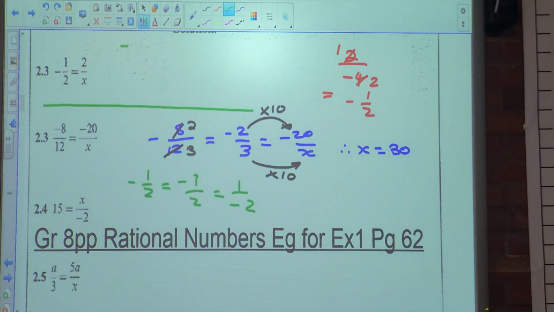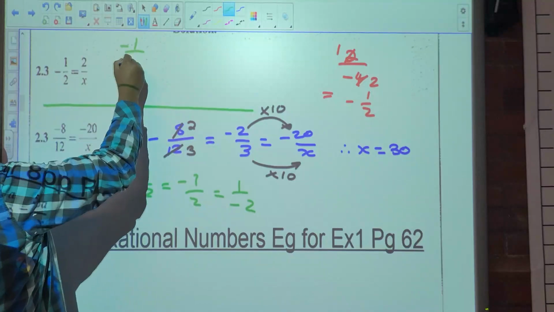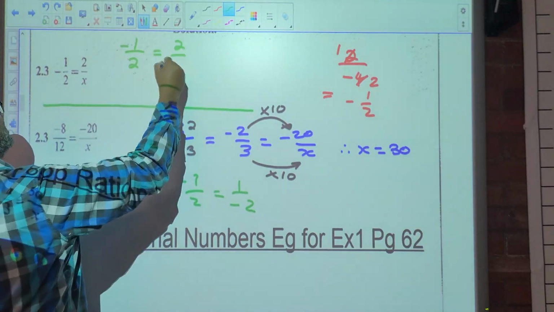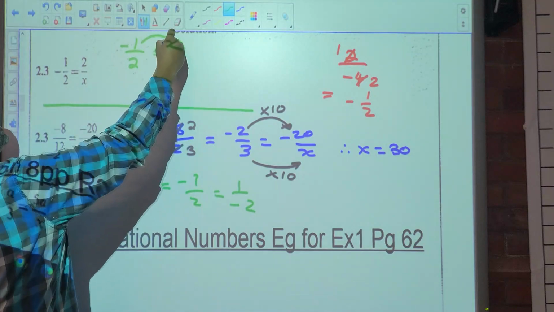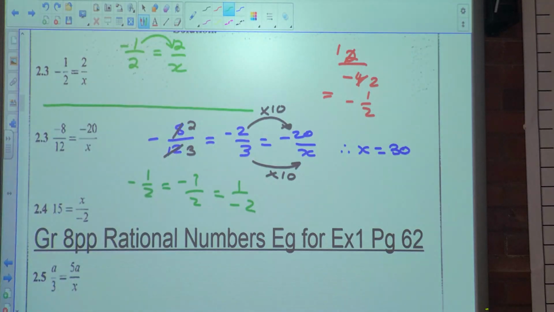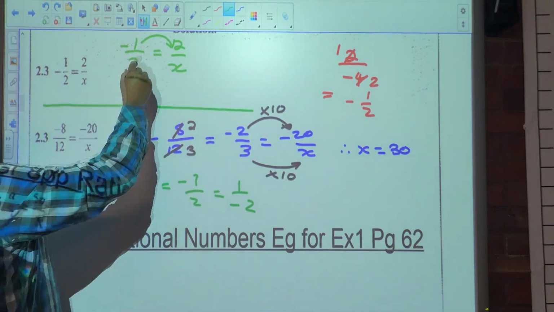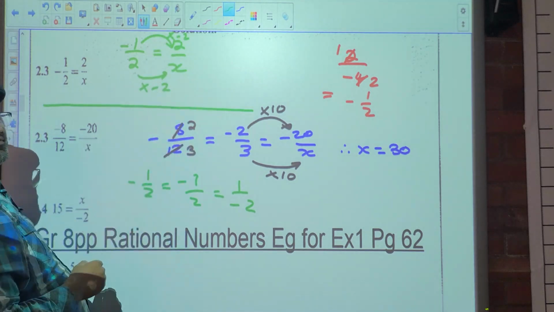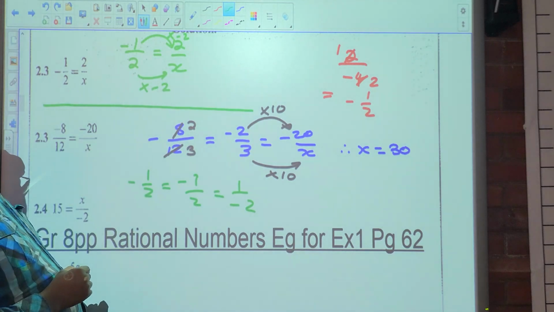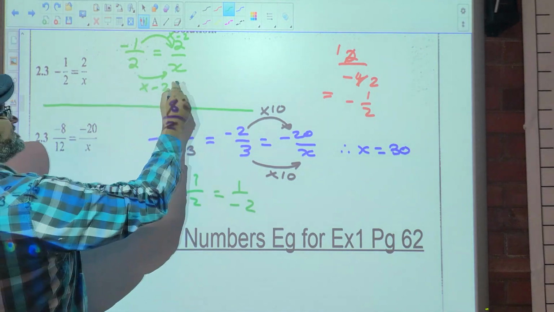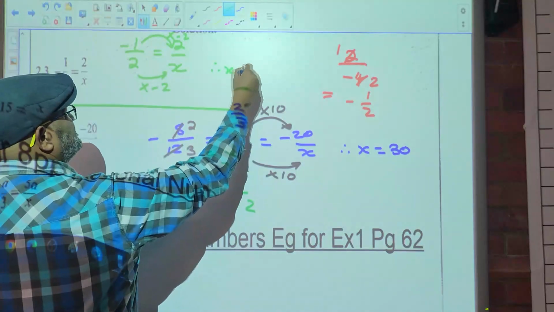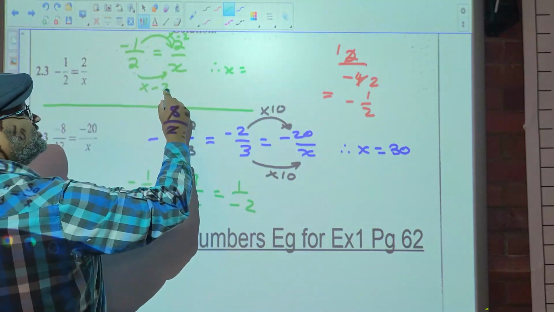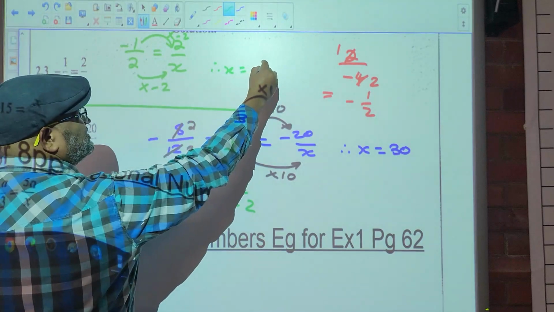Yes, sir. Okay. So now if I put it to the 1, we ask ourselves, how do I get from negative 1 to 2? Times by negative 2. So if I multiply the numerator by negative 2, I must multiply the denominator also by negative 2. You understand? So what's 2 times negative 2? Negative 4.